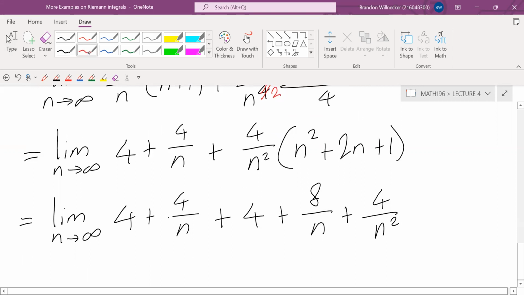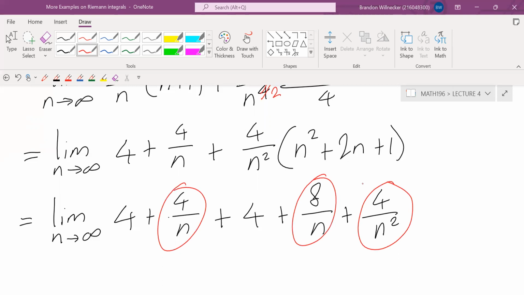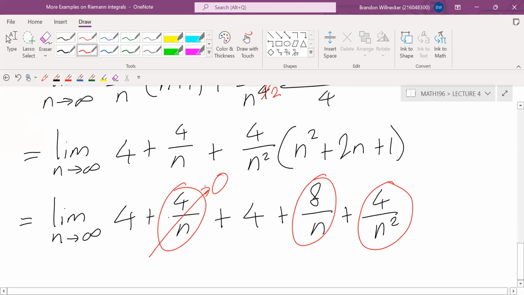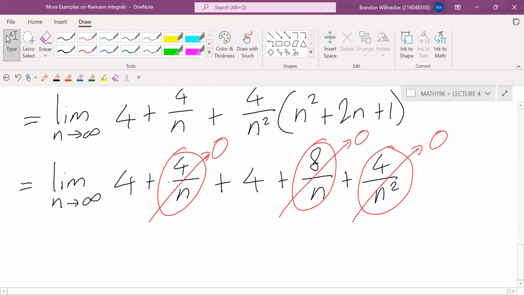Okay, so which terms contain an n? That's going to be the 4 over n, 8 over n, and 4 over n squared. Okay, so same reasoning as before. As the limit of n goes to infinity, the 4 over n is going to go to 0, because the denominator gets bigger and bigger. 8 over n, that's also going to go to 0. And 4 over n squared, that is also going to go to 0. Okay, so what are we left with? We've got 4 plus 4, so that's going to be 8.